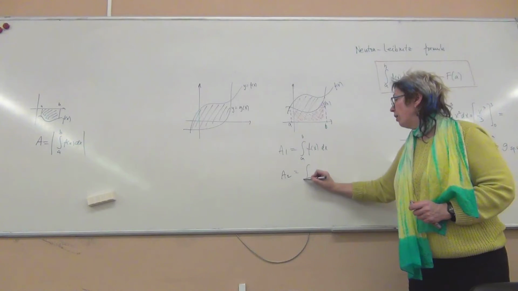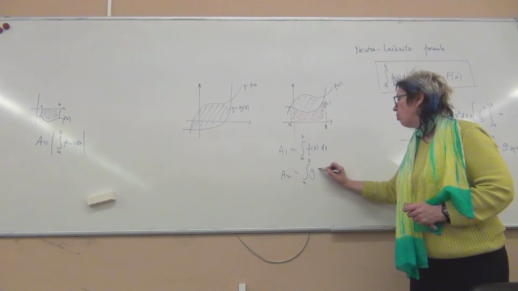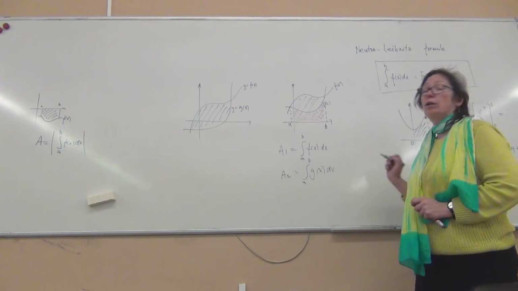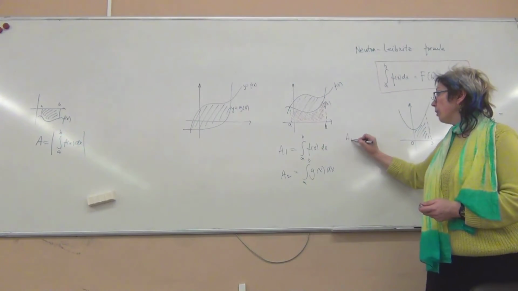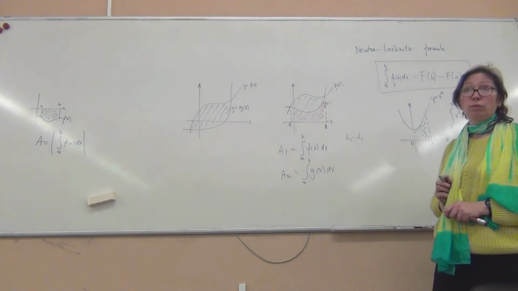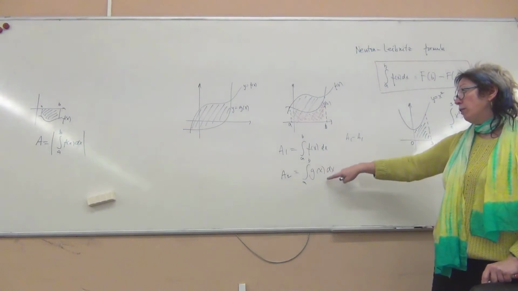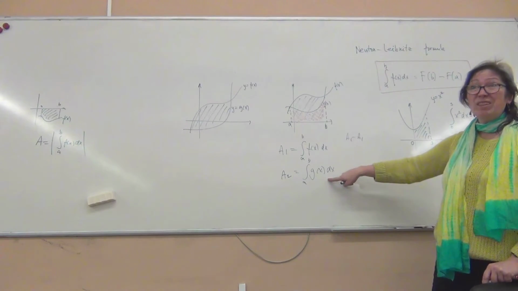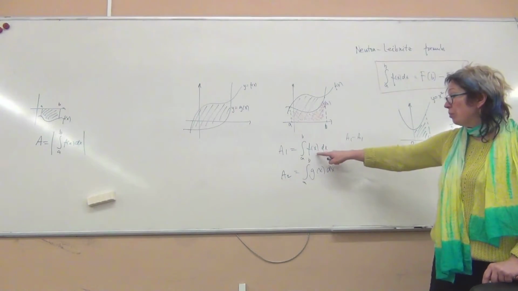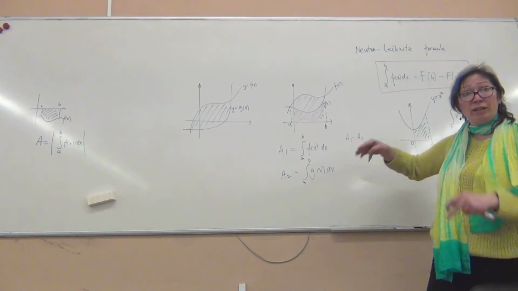A2, the second area, is from A to B below the bottom curve, the lower curve, and then you have to subtract A1 minus A2. But remember, if you have a difference of two integrals in the same segment, you can simply subtract the two functions in one integral.